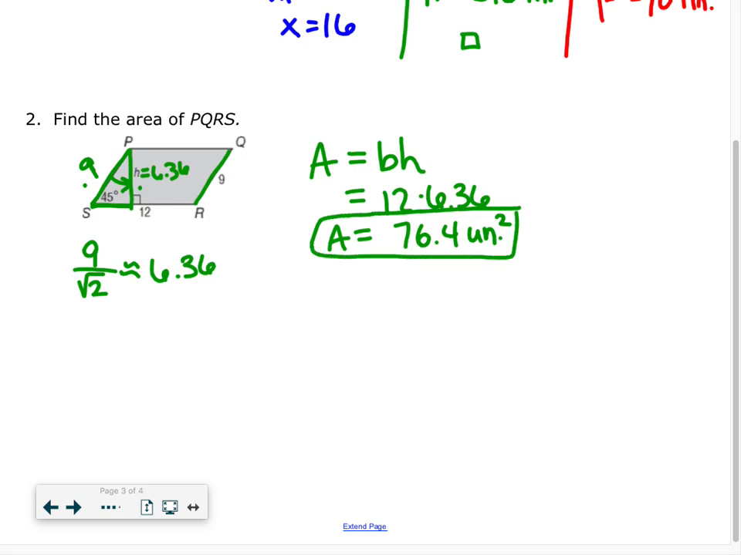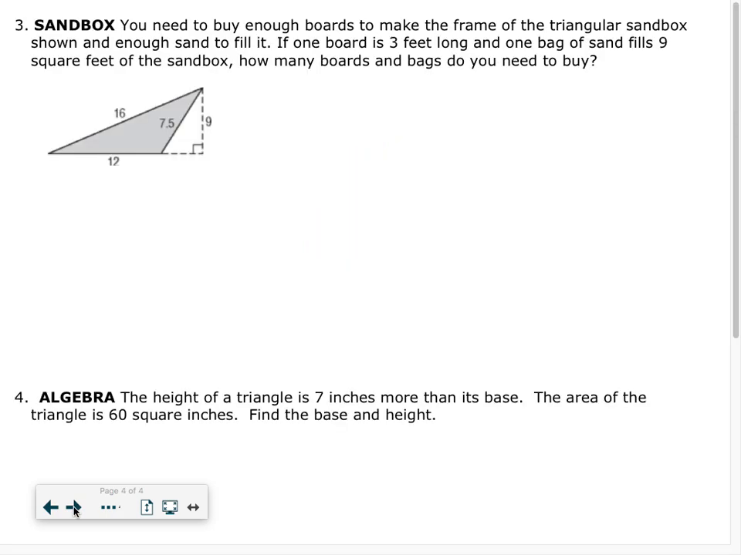All right, two more examples here. We have a sandbox. We need to buy enough boards to make the frame of the triangular sandbox shown, and enough sand to fill it. If one board is 3 feet long and one bag of sand fills 9 square feet of the sandbox, how many boards and bags do you need to buy?